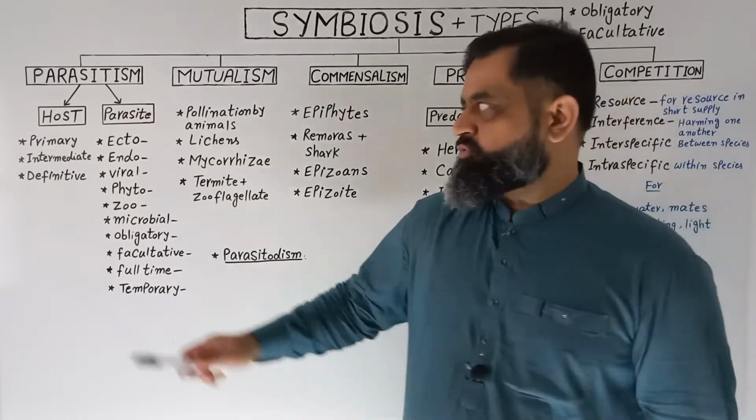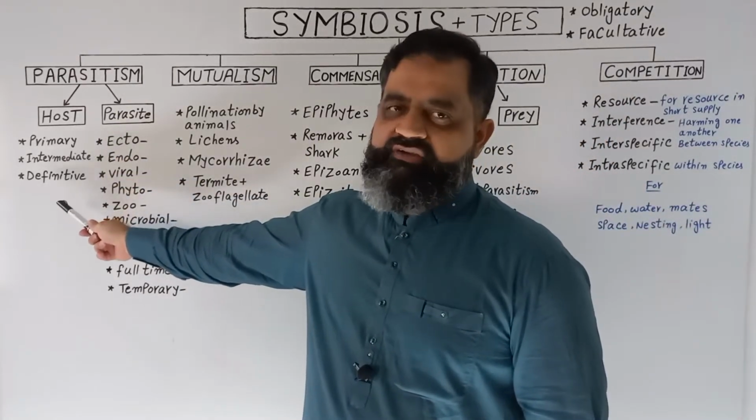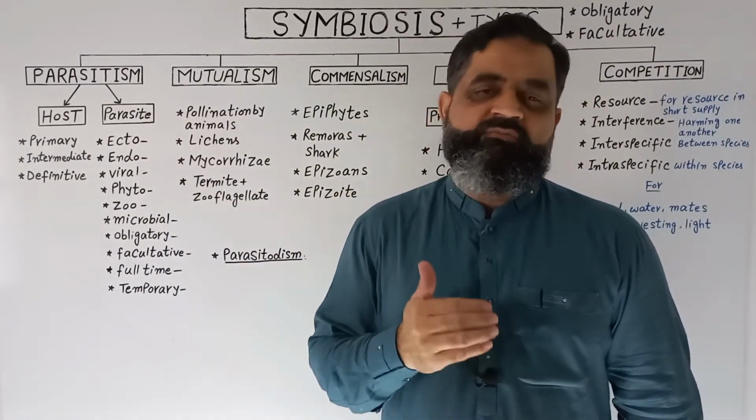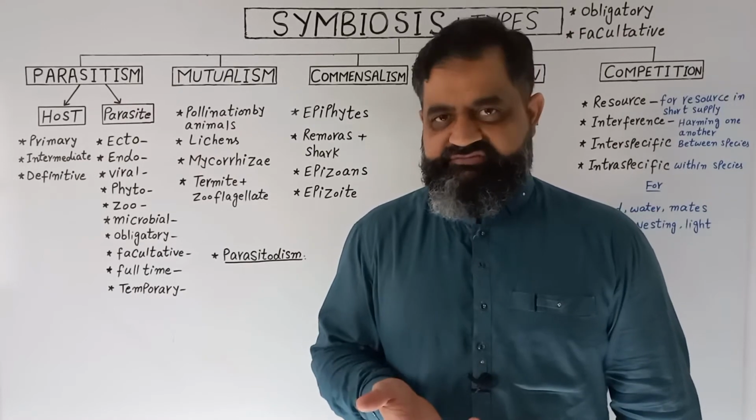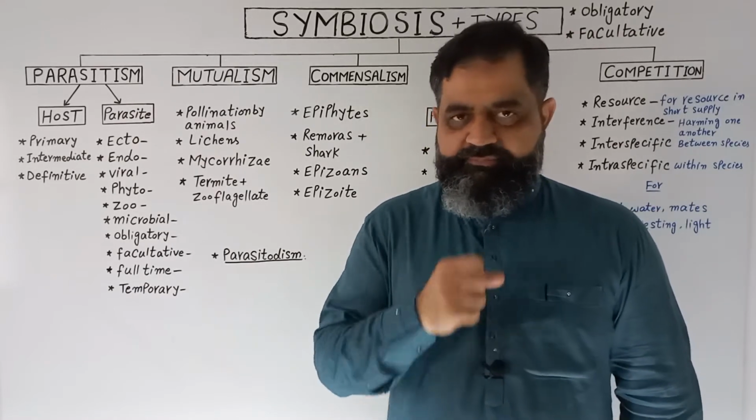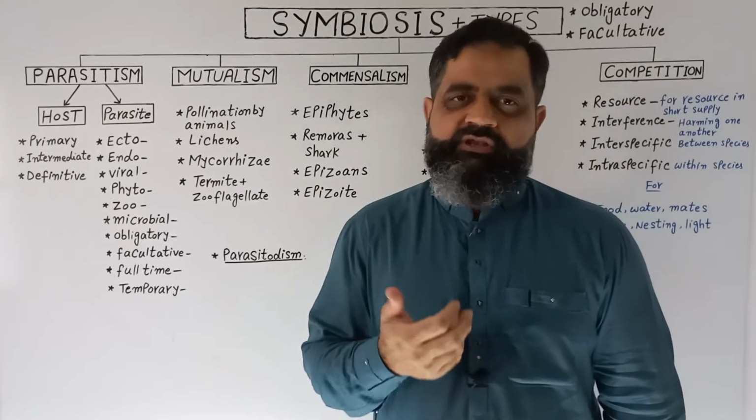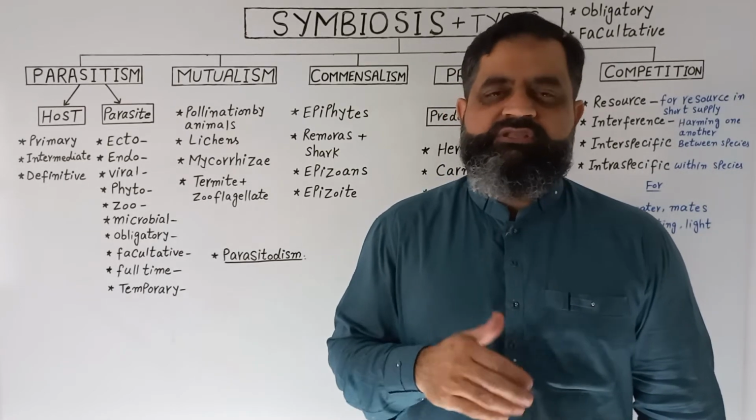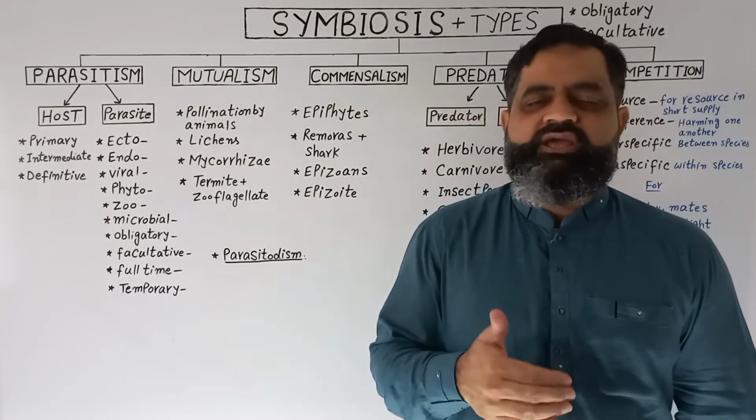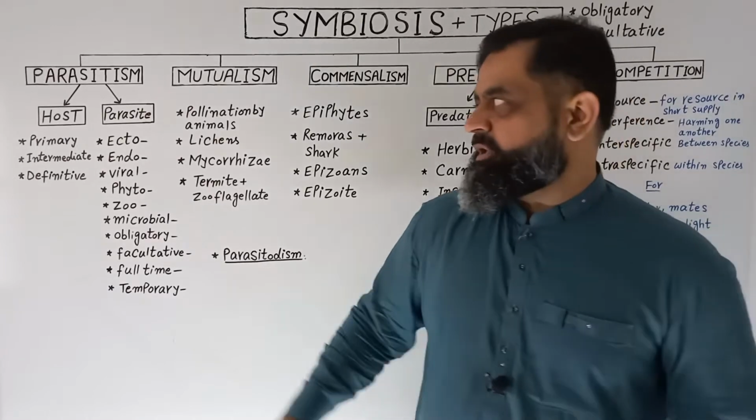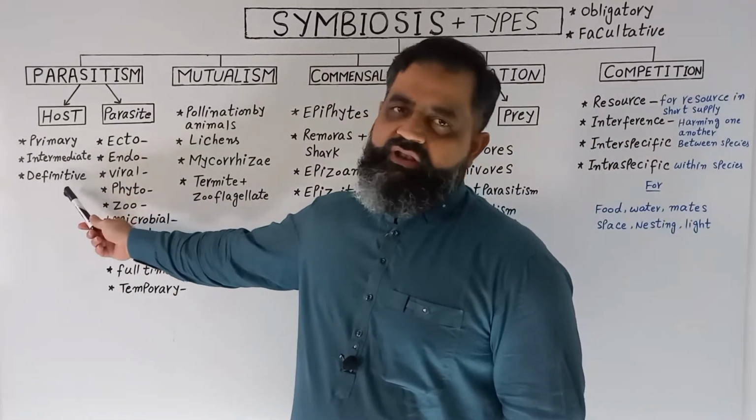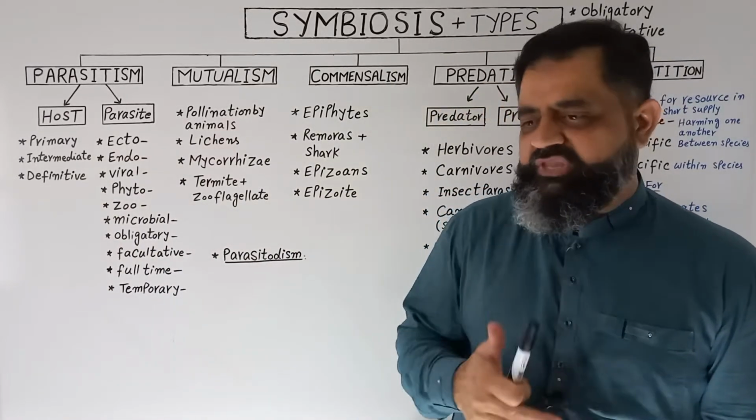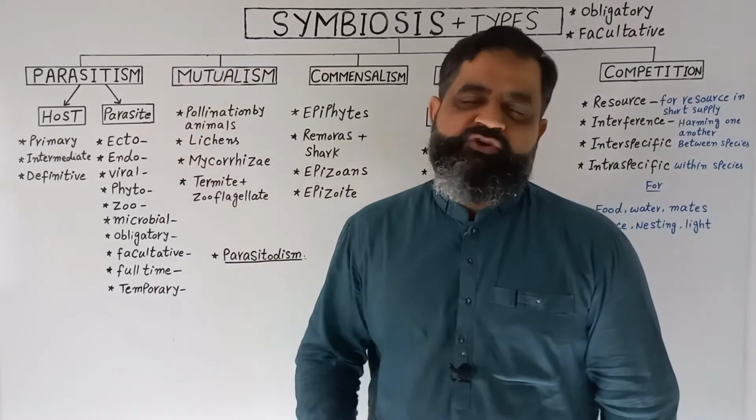There are different types of hosts: primary host, intermediate host, definitive host. Usually some parasites have only a single host, while some parasites have more than one type of host to complete their life cycle. For example, Plasmodium is a parasite. It completes its life cycle in two hosts. One is the mosquito, Anopheles, and the other is human beings. In the same way, tapeworms and roundworms have different types of hosts: primary host, intermediate host, and the last one is known as the definitive host, which is the final host to complete the life cycle.